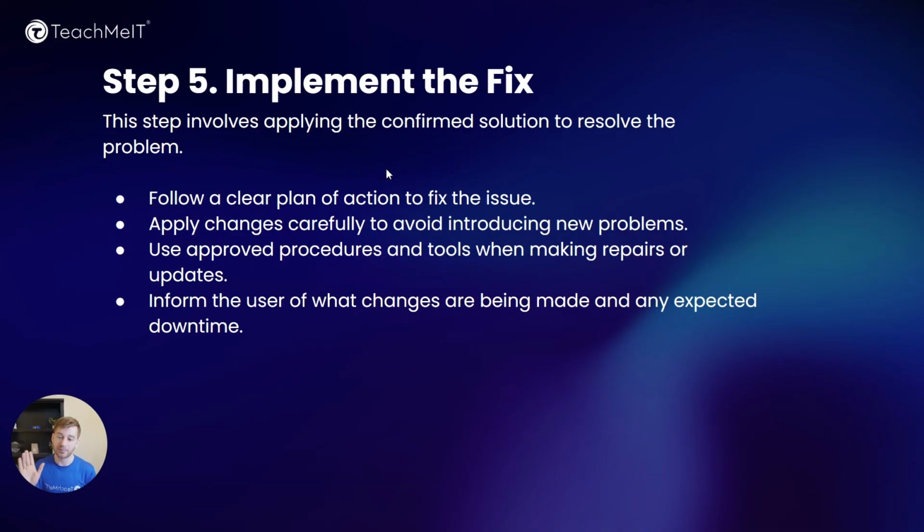Step 5 is to implement the actual fix. This is applying the real solution to the problem to resolve that problem. Here, we're applying changes carefully. That way, we're not introducing new problems. We're also making sure that we're using approved procedures as well as tools from our organization, and we're informing the user or the employee of what changes are being made and any expected downtime.